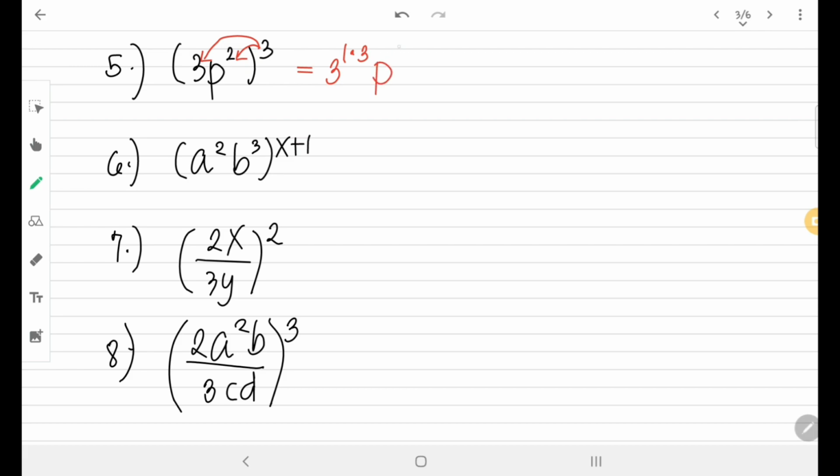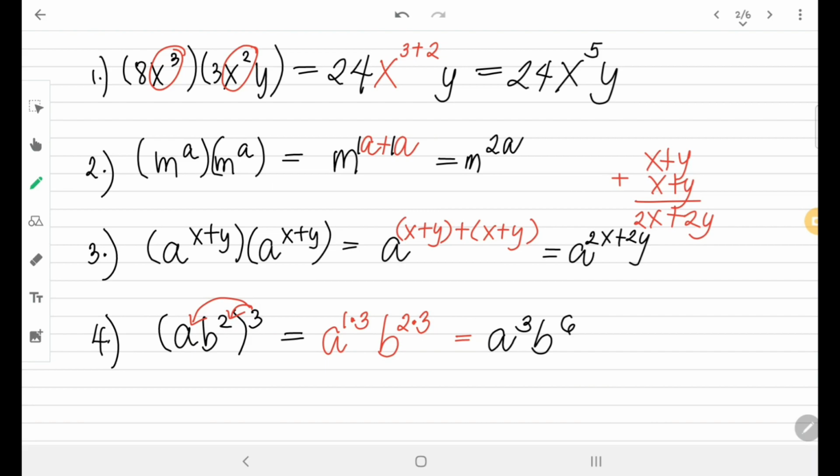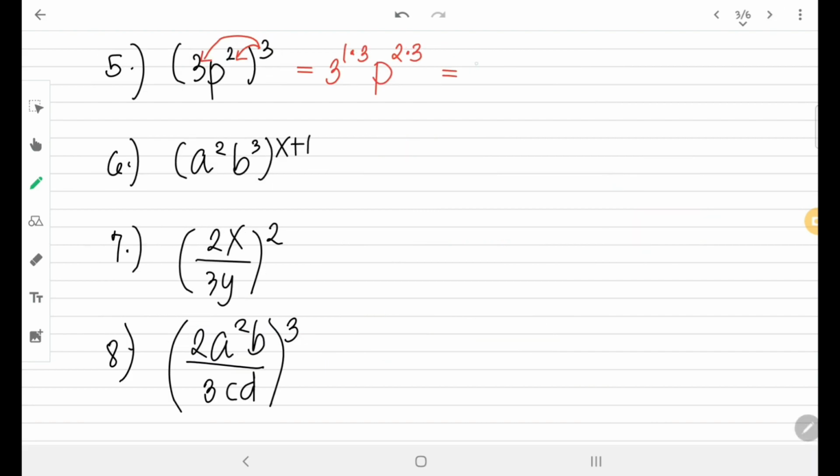And then, P is 2 times 3. Did I have the same given? No. Okay, and then let's now get the answer. We have 3 raised to 3 because 1 times 3 is 3, and then P raised to 6. Then, because we can still simplify, 3 raised to 3 is 3 times 3 times 3, that is 27. So, don't forget that 3 raised to 3 is not just 3 times 3. It means 3 multiplied to itself, three times. So, our final answer will be 27 P raised to 6.